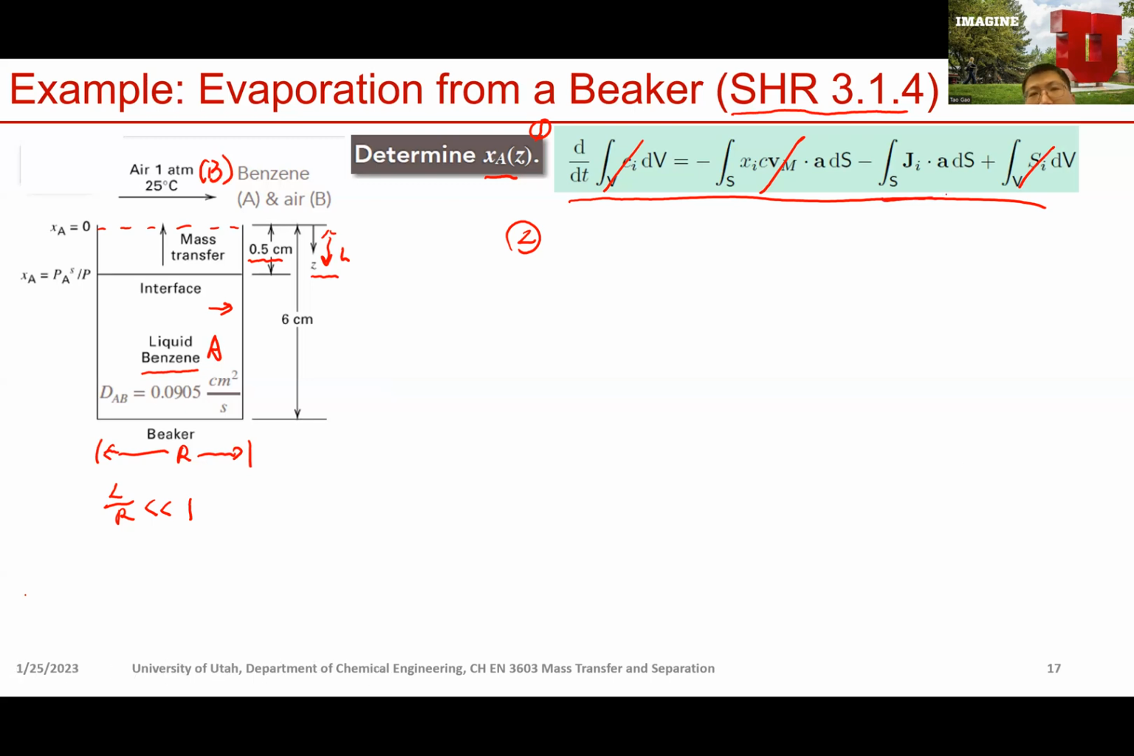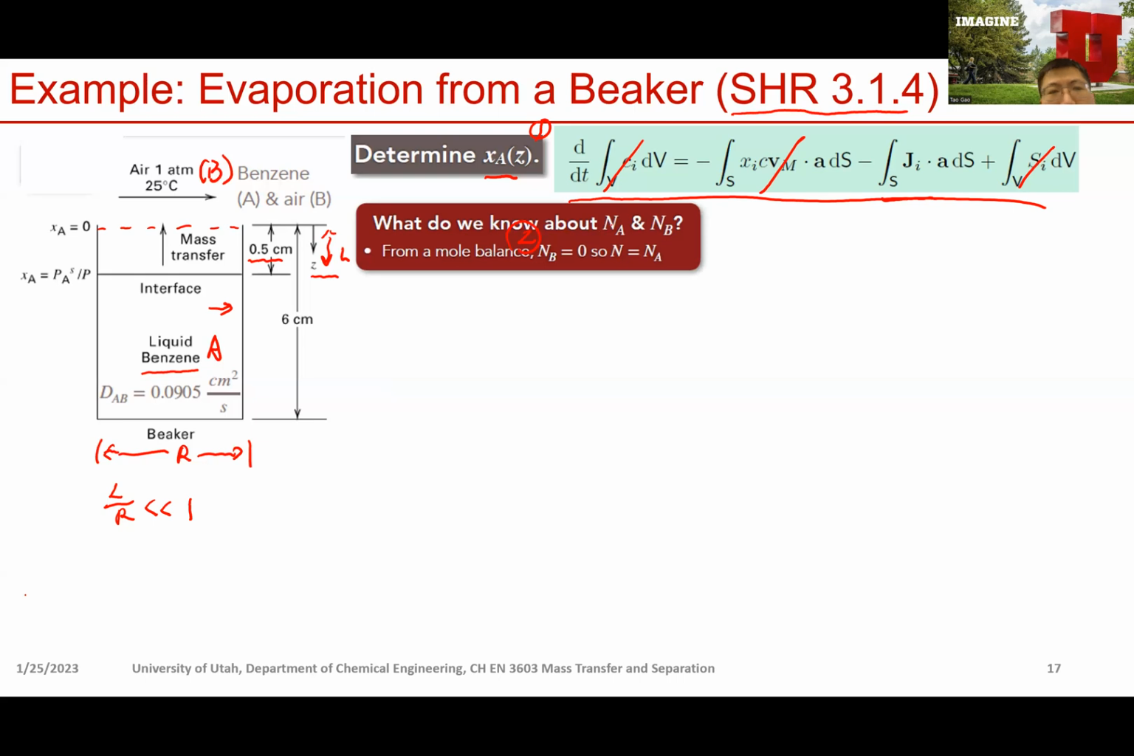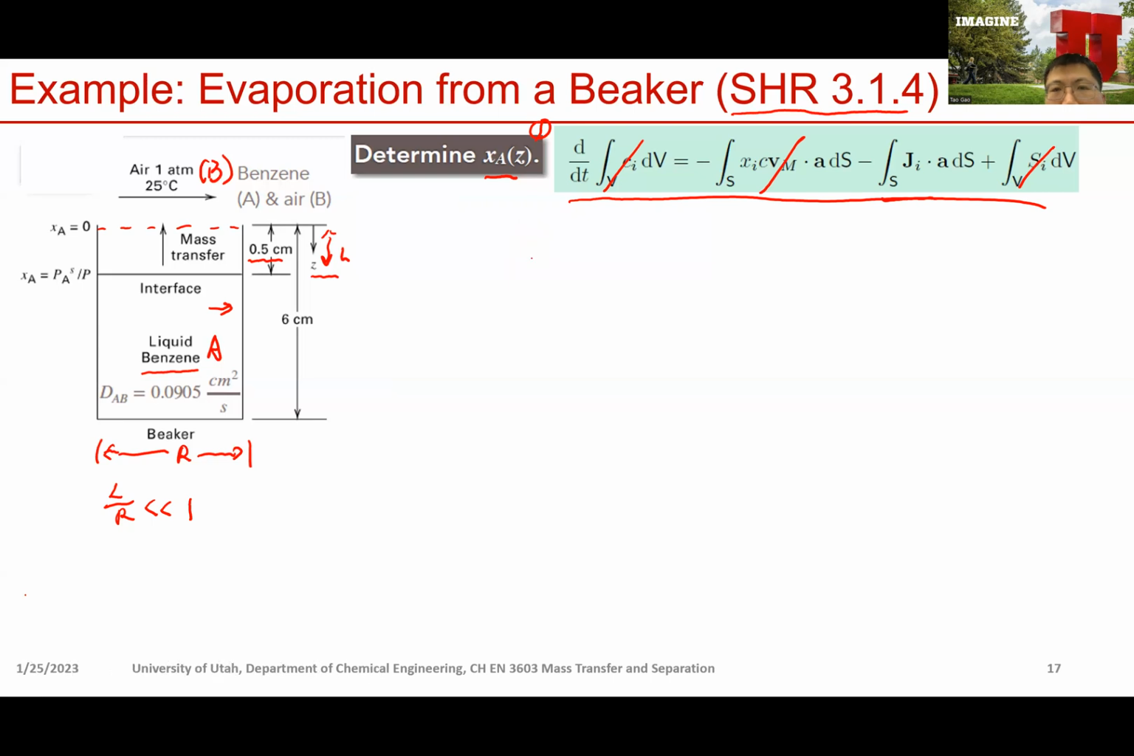Then again, this gives us this, and we're very familiar with that. For that, we can just do something similar to what we did in the last problem. If you do the derivation, let me put it here, this is the assumption. We need to define the coordinate, so this is X. This is Z equals 0, and this is Z equals L.